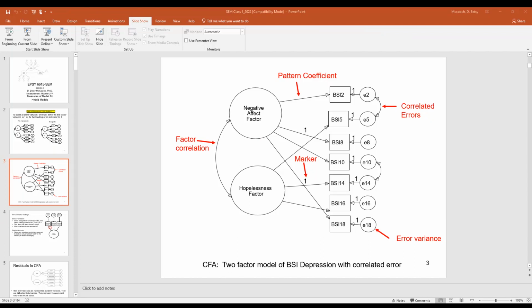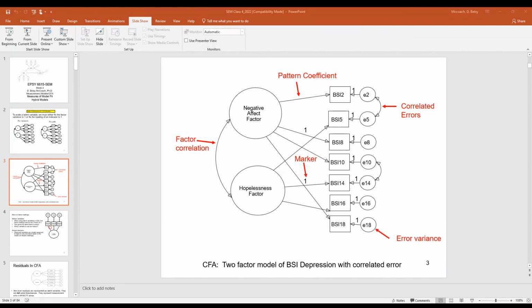When you said, hey, they're on the same factor, right? So theoretically, I shouldn't need a correlated error. Yes, I totally agree. Conceptually, that makes sense. But there's nothing that says that two variables on the same factor can't be correlated with each other. And what does that mean?